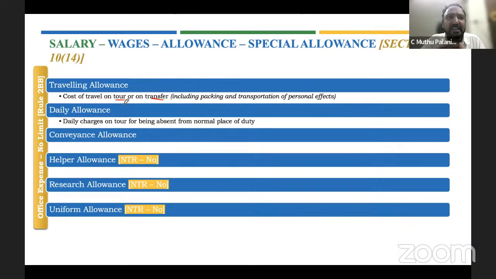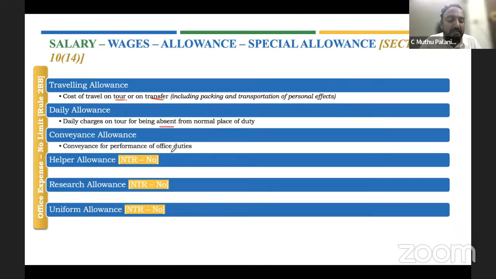What about daily allowance? Daily allowance is for meeting your day-to-day expenses when you are in a different place of working. For example, let's take a marketing executive. When they're traveling outside their place, if they're given something, it's called daily charges. Since it is given to meet the expenditures of office-related stay and other things, it is not covered. So that is also exempt.